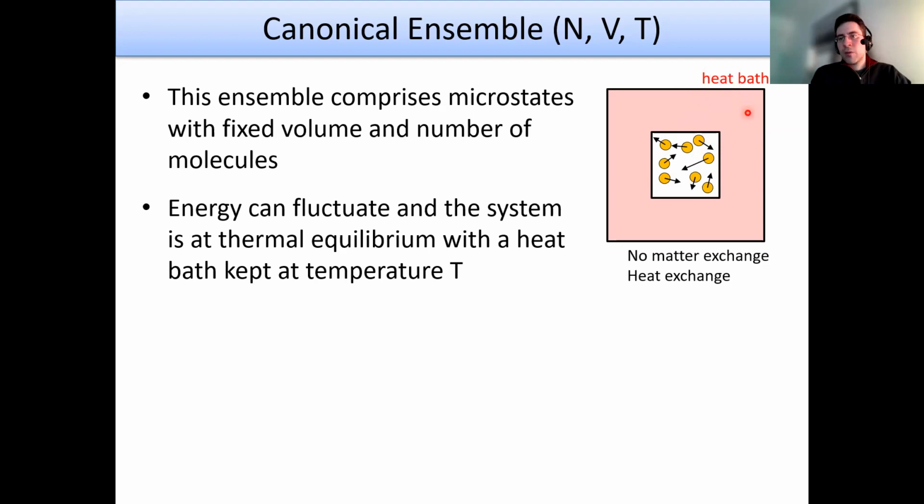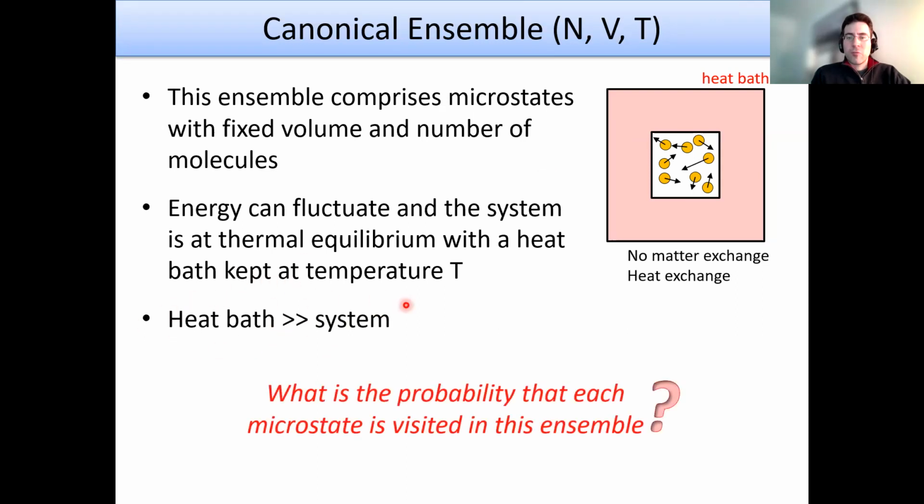This means that if the heat bath is losing a little bit of thermal energy, its temperature remains almost the same. This is how we keep the small system at an almost constant temperature, because it's in thermodynamic equilibrium with the heat bath that is at a constant temperature to an excellent approximation. So this is a key assumption: the heat bath is much, much larger than the system. Now we're interested in the probability that each microstate of the small system is visited in this ensemble.